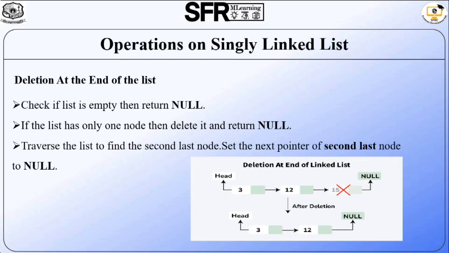Next is deletion at the end of the list. How can I delete? Before you delete at the end, you should check some conditions. Check if the list is empty, then it returns null. Next, if the list has only one node, then if you delete the single node, it returns null also. Another case is to traverse the list to find the second last node. For example, I have 3 elements. I move on to the second. The third element should be deleted, and the second element should contain the null value. This way we can delete the last element in the singly linked list.